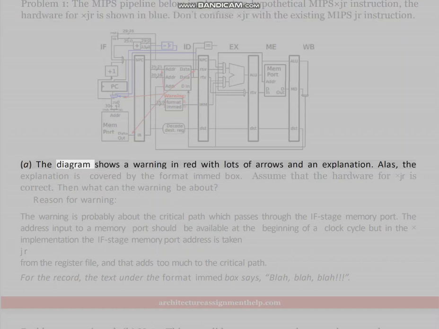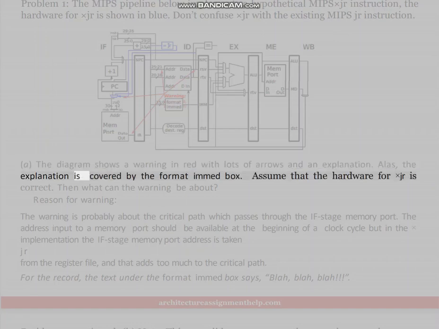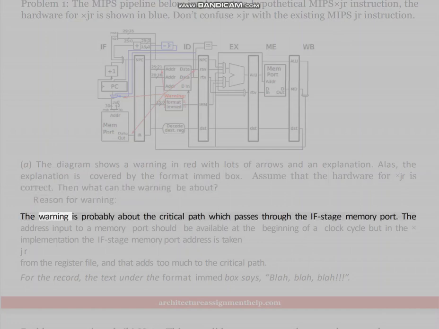A. The diagram shows a warning in red with lots of arrows and an explanation. Alas, the explanation is covered by the format IMD box. Assume that the hardware for xJR is correct. Then what can the warning be about? Reason for warning: the warning is probably about the critical path, which passes through the IF stage memory port.